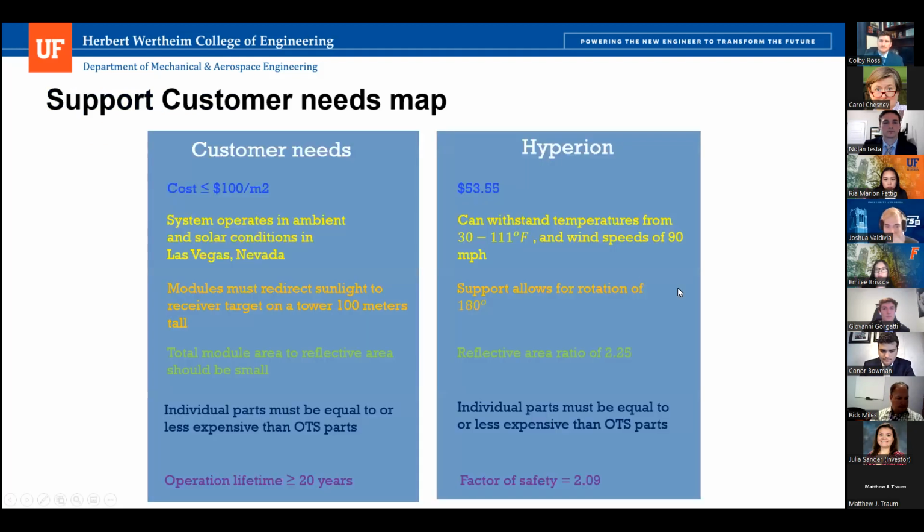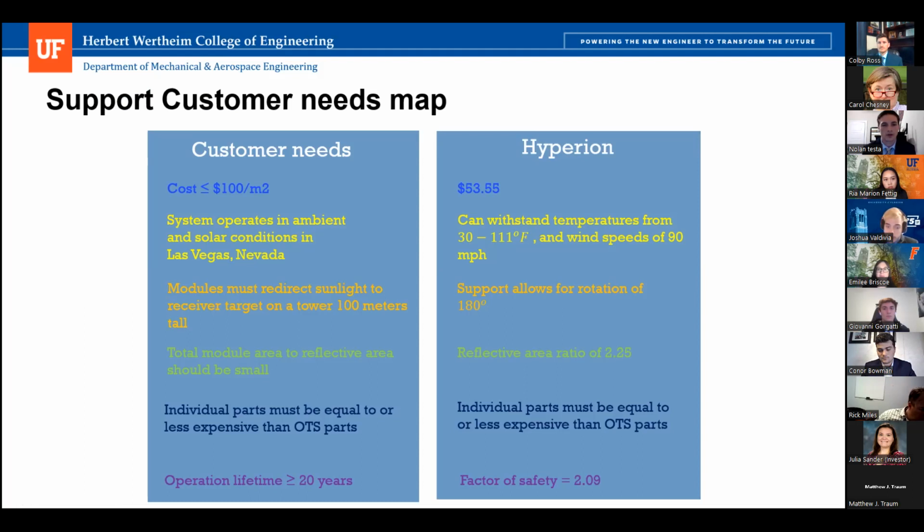Next slide. So here we have the customer needs for the support structure. The cost has to be less than $100 per meter squared for the whole system. The support structure is at $53.55. It has to operate in the ambient conditions of Las Vegas, Nevada, and we can do that. It can withstand temperatures from 30 to 111 degrees Fahrenheit and wind speeds up to 90 miles per hour. The modules must redirect sunlight to a target on a tower 100 meters tall, and our support structure allows for rotation of 180 degrees.